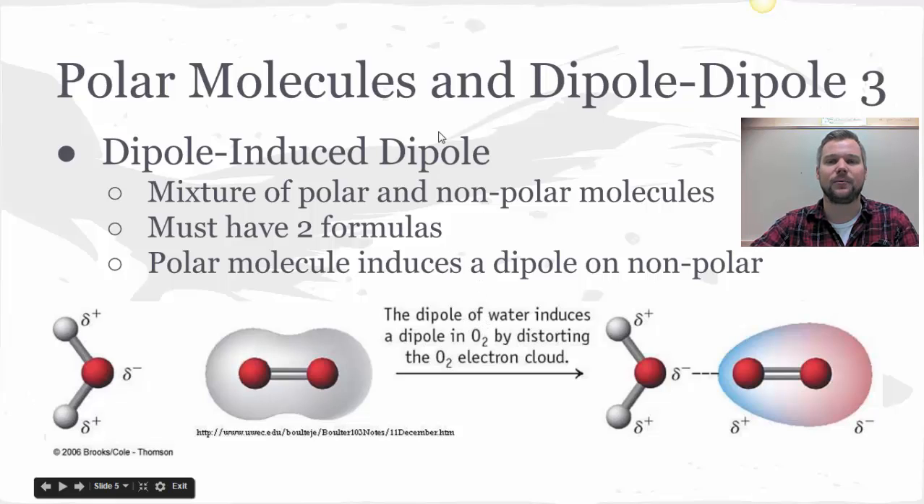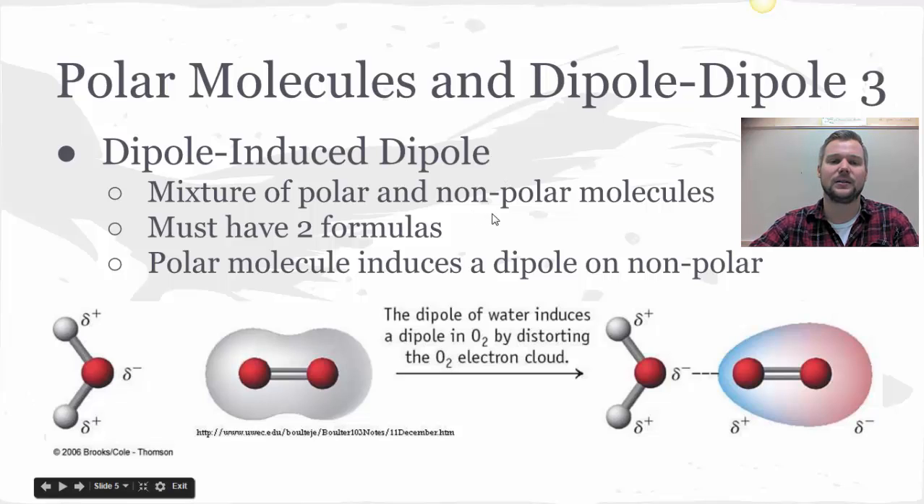The third kind of a dipole type intermolecular force that's involving polar molecules is something called dipole-induced dipole. So what's going on here is you have to have a mixture of molecules, and one of those molecules is going to be polar, the other is going to be nonpolar. So if you're being asked a question on a quiz or on a worksheet, if you only have one substance listed, it's not going to be dipole-induced dipole. You need to have two substances listed as in a mixture.